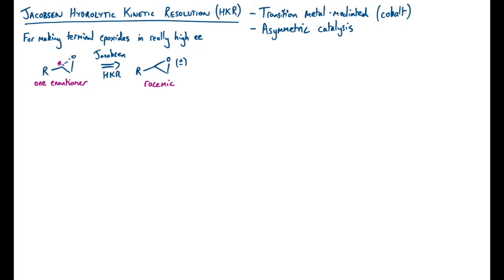Now, this is good because it's easy to make epoxides that have a mixture of that stereocentre. For example, some classic ways would be to go back to the alkene. To go backwards, we could use something like MCPBA, or maybe we could use a halohydrin, or alternatively, we could make these from the aldehyde.